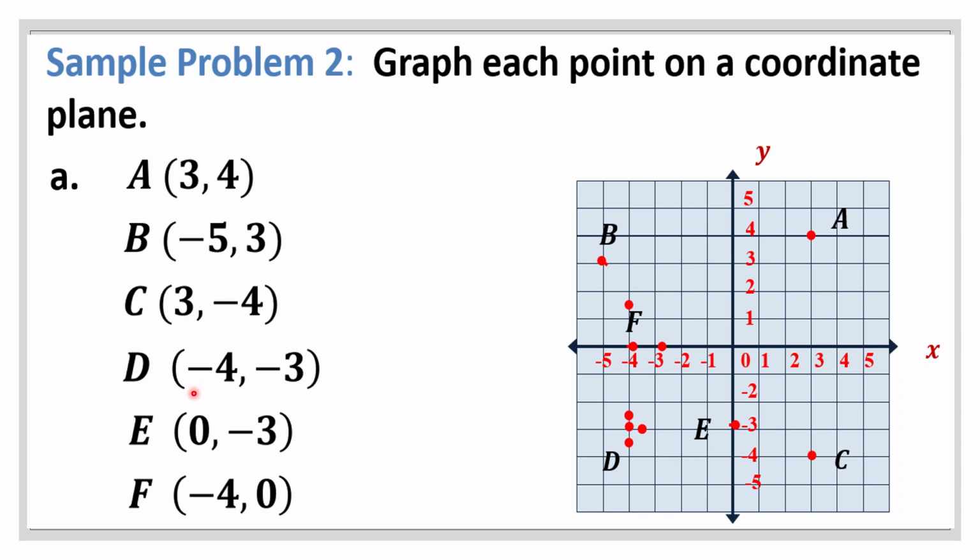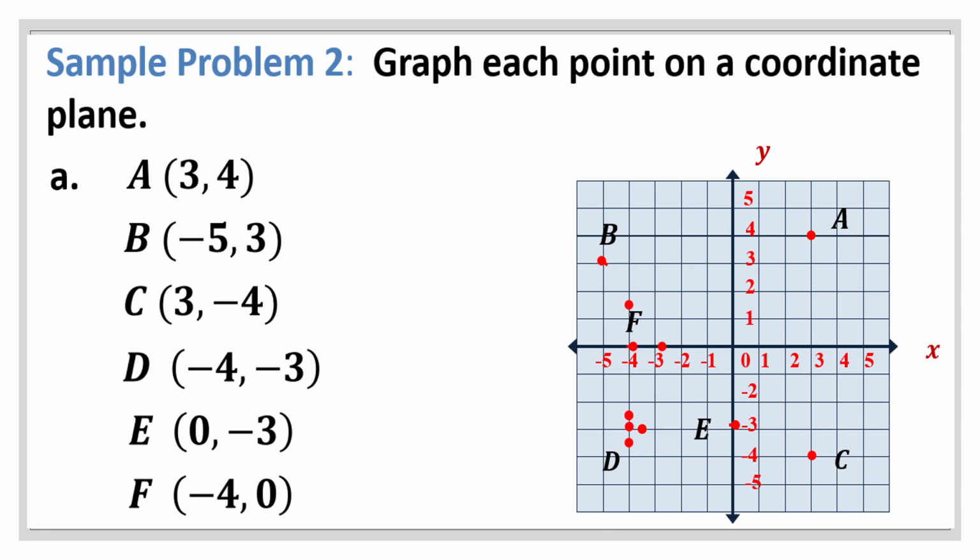Your point D is negative 4 and negative 3. So from negative 4, down to negative 3, this one. This is point D. And your E is from 0 to negative 3. That means it's on the y-axis. And your F, negative 4 and 0. So that means it's here at negative 4. That's point F. All right.